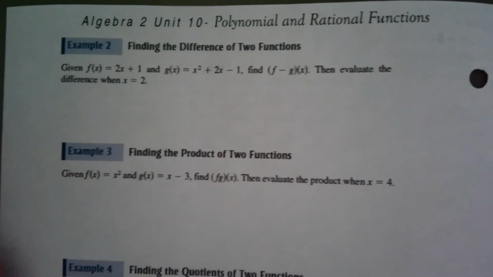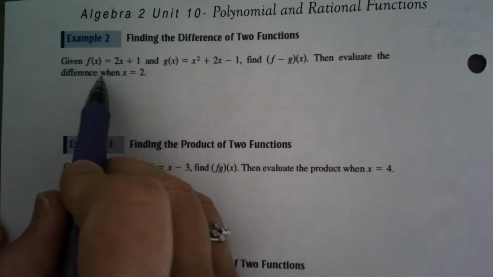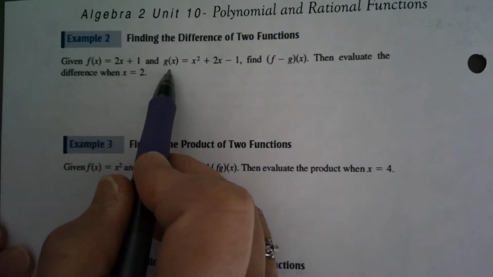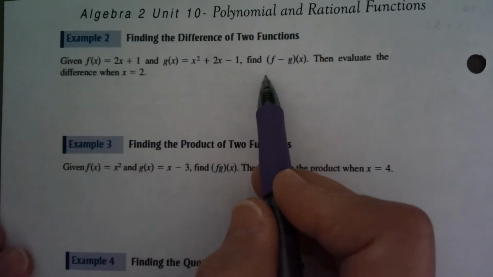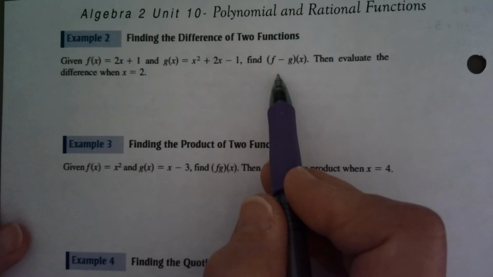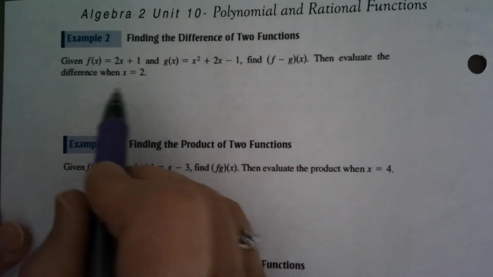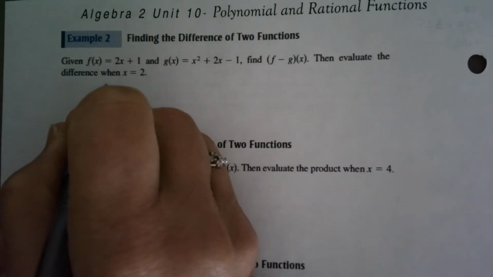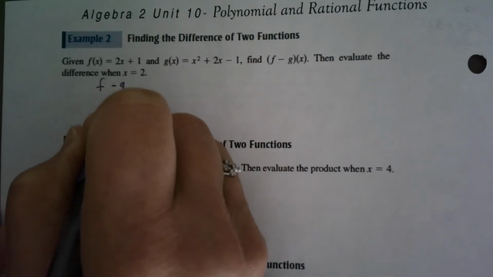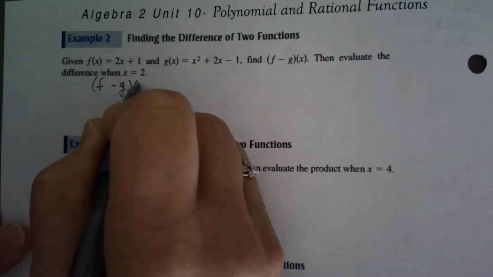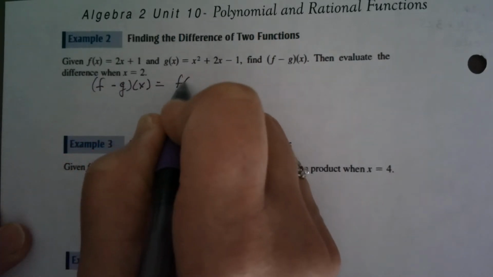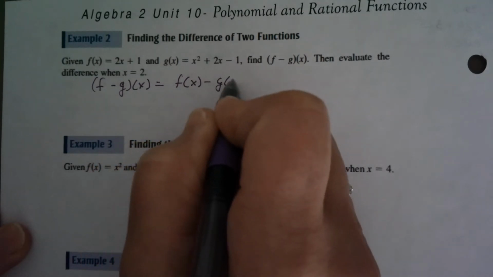The difference of two functions practice. The same f of x and g of x from example 1 on the previous page. Find f minus g of x, then evaluate the difference for x equals 2. F minus g of x is equivalent to f of x minus g of x.